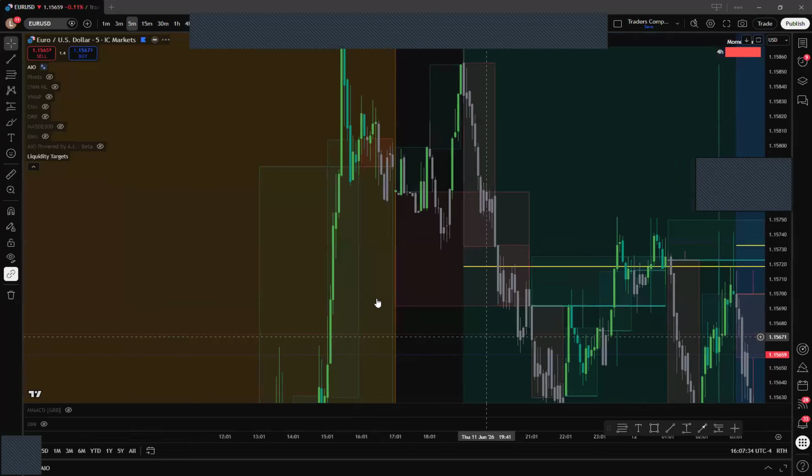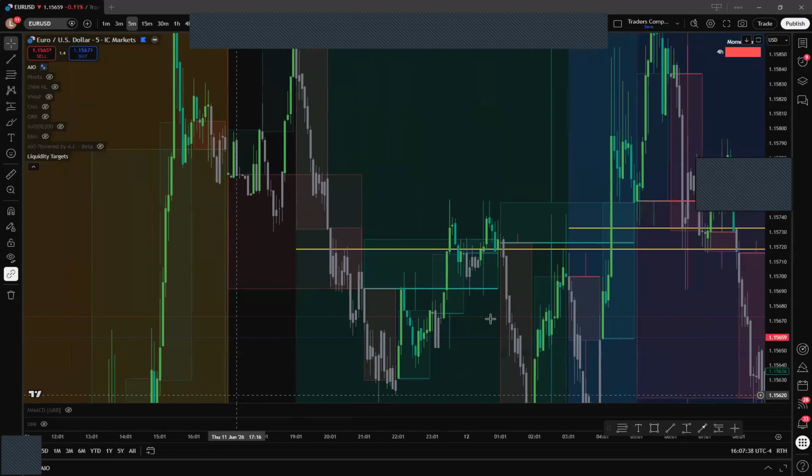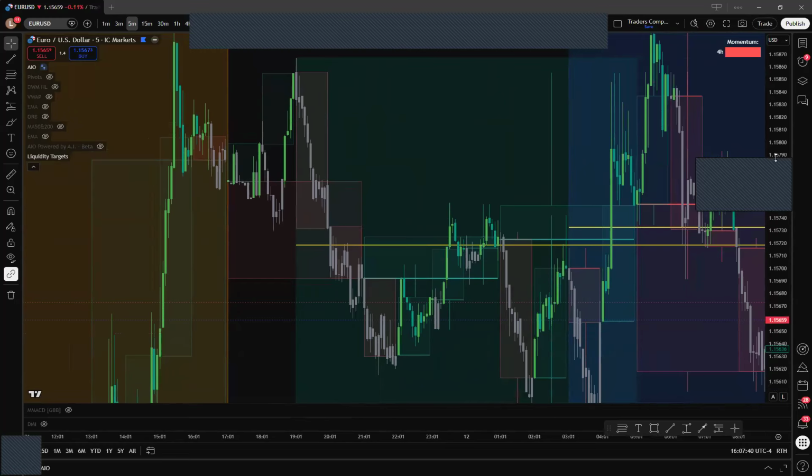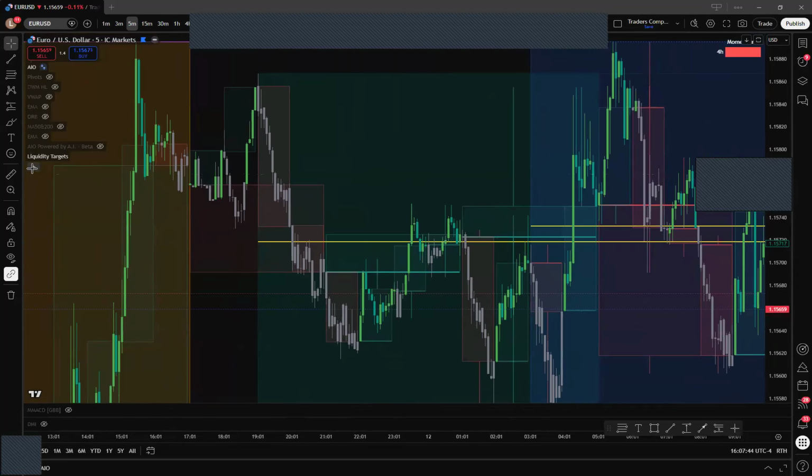So let me just go back. When we come across it, we'll talk about it, because at the moment, the bias has been what we call bullish, the market going long. So that's the premise of what we're going to look at.